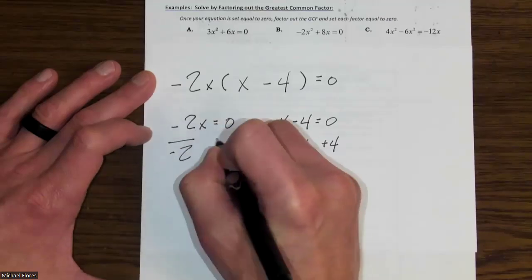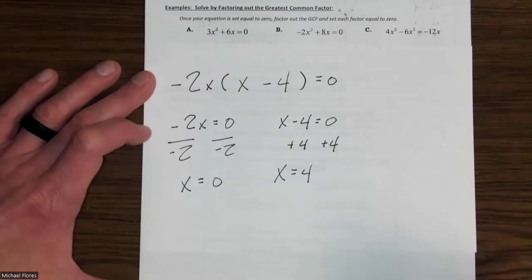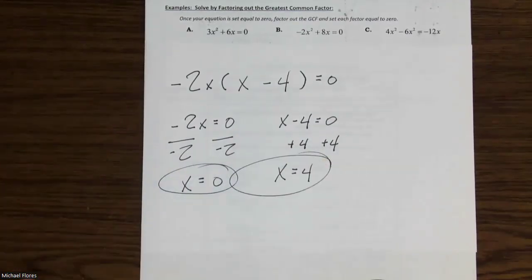This one over here, divide by negative 2, and 0 divided by negative 2 is 0. We have now found our x-intercepts. We have now found our roots. We have now found our solutions. We have now found our zeros. All those terms mean the same thing.